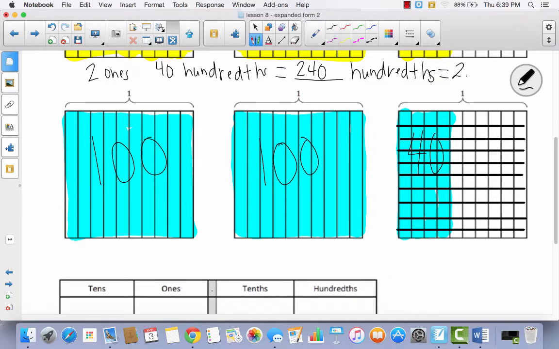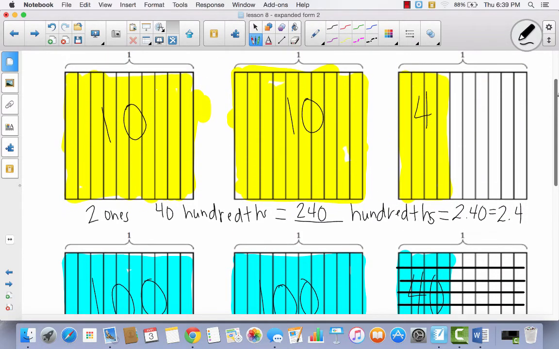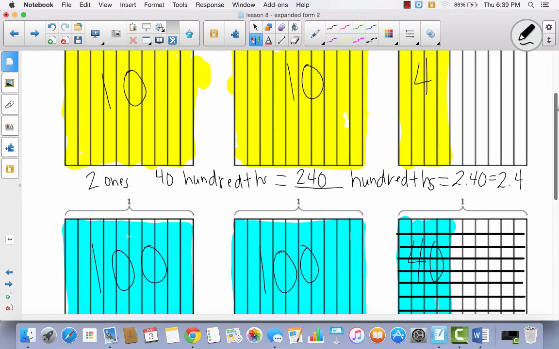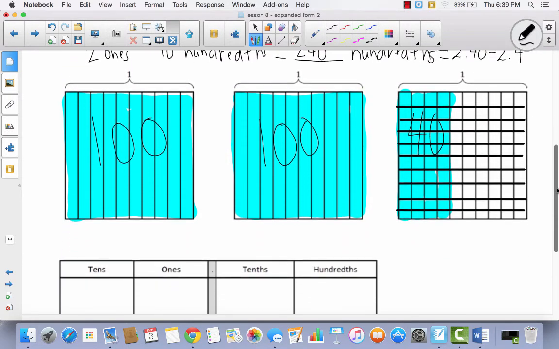2 and 40 hundredths. But that's also equal to 2 ones and 4 tenths. Now, how can that be equal? How can 40 hundredths be equal to 4 tenths? Well, take a look. What do you notice? They're the same, right? The only difference is we decomposed these tenths into 10 parts and made them hundredths, but they are equivalent, or they are equal.